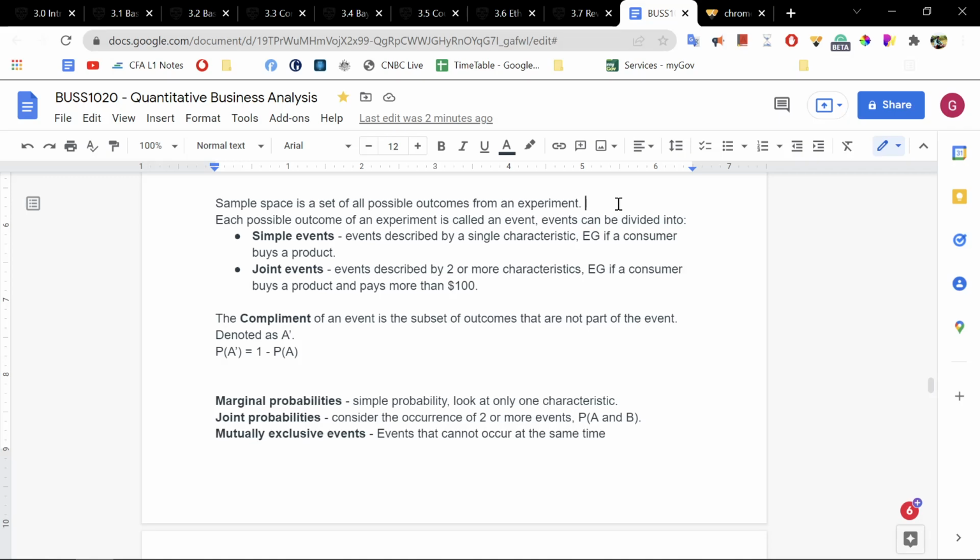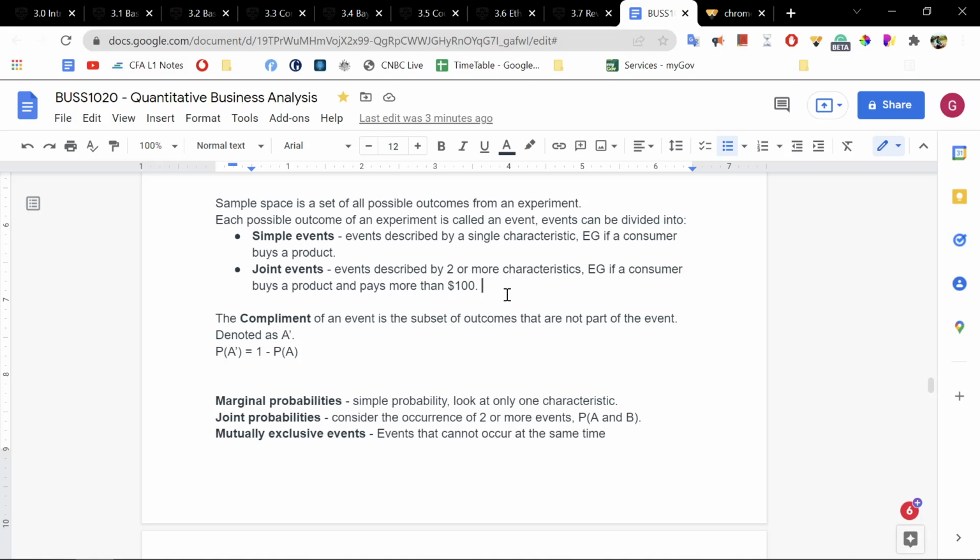There are simple events, and there are also joint events. Simple events refer to events that just happen once. Events are described by one single characteristic, so either getting heads or getting tails on a coin flip. Or for this example, if a consumer buys a product, it is binary: yes, the consumer buys a product, or no, the consumer does not buy a product. So there's only one variable and one characteristic that we should be concerned about when thinking about simple events.